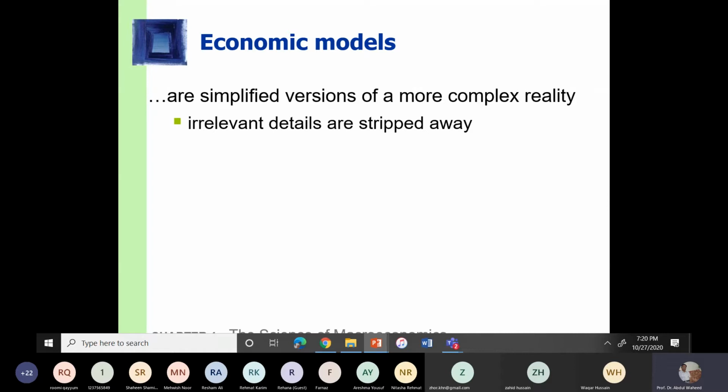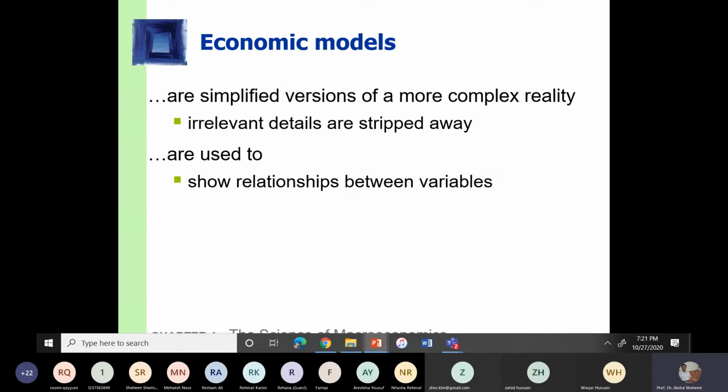And in a model, we strip away irrelevant details. We use a model to show the relationship between macroeconomic variables. We try to study the relationship, just like I told you to think about a title for your project. So basically you select some macroeconomic variables, and you try to find out the nature of the relationship existing between macroeconomic variables.